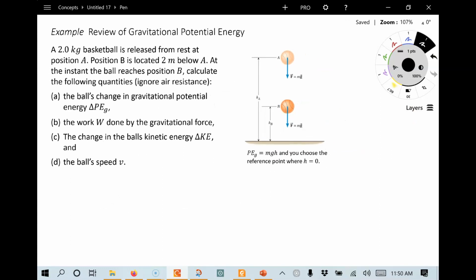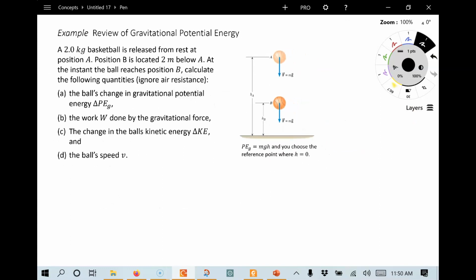So pause for a moment and read the problem here. All right, so we've got a picture. There's a basketball, and there are two different locations of it. We notice that the force of gravity exerts a downward force on it at all times. And we are asked, calculate the change in the gravitational potential energy of the ball as it moves from point A to point B. It's dropped from A to B.